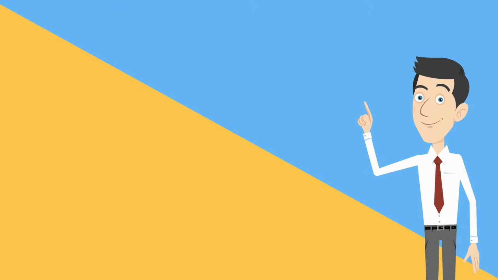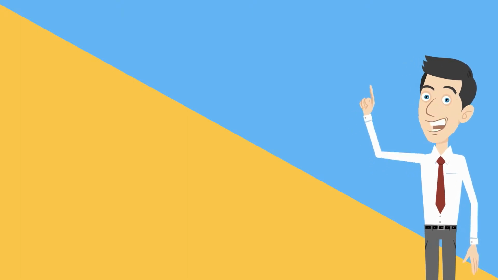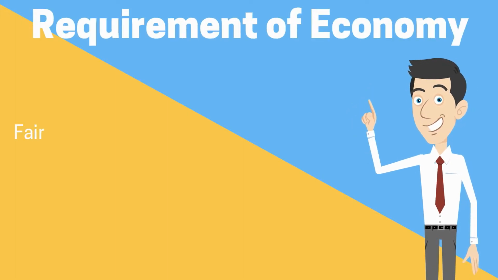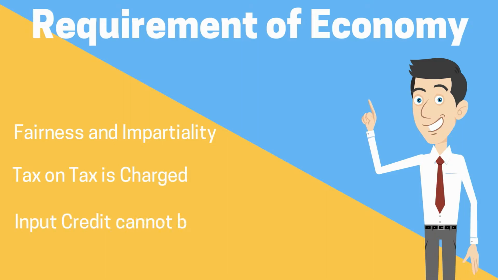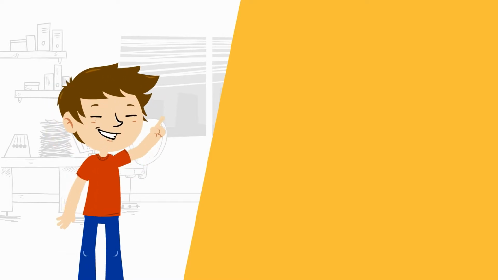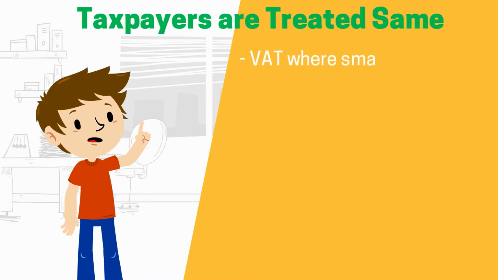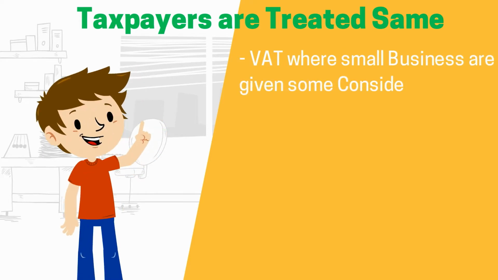But this multiplicity of laws and procedures prescribed under them creates a lot of work, as compliances under the laws are required. Hence, it defies the requirement of economy. It fails to meet the fairness and impartiality requirements, as tax on tax is charged and input credit cannot be claimed in most cases. Along with this, it's not an impartial system, as all the taxpayers are treated the same, except in case of VAT, where small businesses are given some consideration.